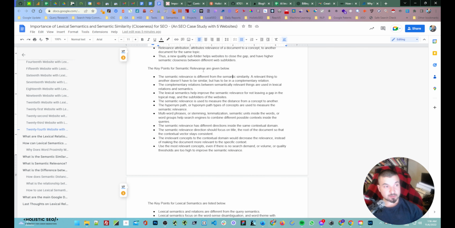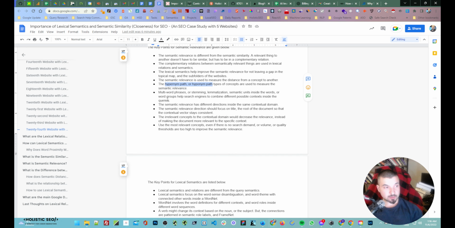The key points for semantic relevance. Semantic relevance is different from similarity, and a relevant thing to another doesn't have to be similar, but has to be in complementary relations. This section is important: complementary relations between the things. Complementary relations between semantically relevant things are used in lexical relations and semantics. Lexical semantics help improve the semantic relevance, so as not to leave a gap in the topical map and the subfolders of the website. Semantic relevance is used to measure the distance from one concept to another. Hypernym path or hyponym path types of concepts are used to measure the semantic relevance. Check these things, and you will get what I mean quickly.